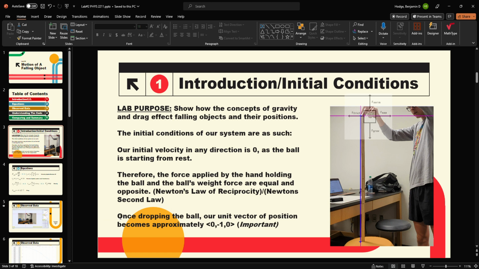The other very important thing about our initial conditions and introduction is that our unit vector is going to be 0, -1, 0, because we're really only moving in the y direction. Technically it's moving in the x and z direction, but it's so small that messing with it would be negligible and a waste of time.